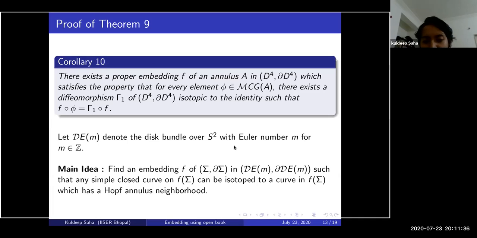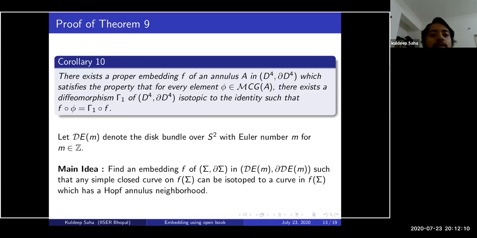And now what we want to do is embed any surface sigma. We want to find a proper embedding inside DM such that any simple closed curve on sigma should be isotopic to some curve which has a tubular neighborhood that looks like a Hopf annulus neighborhood. Because once a neighborhood looks like a Hopf annulus neighborhood, then you can use corollary 10 to induce the Dehn twist along that curve. Okay, so that's the idea.